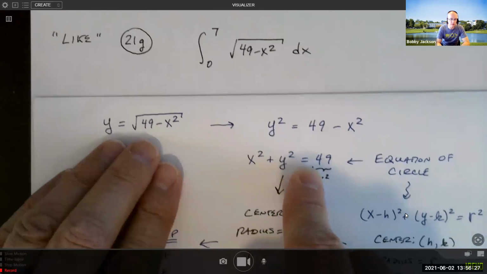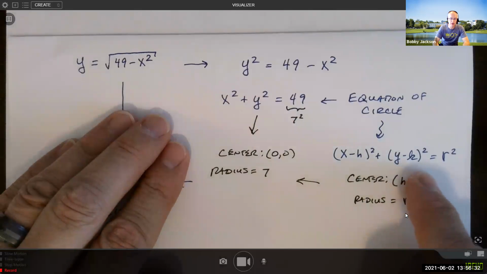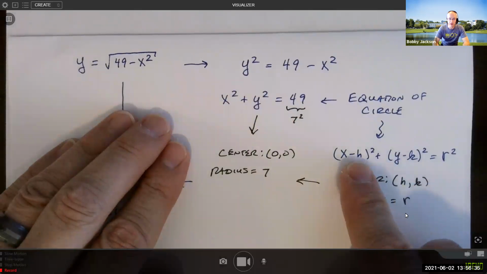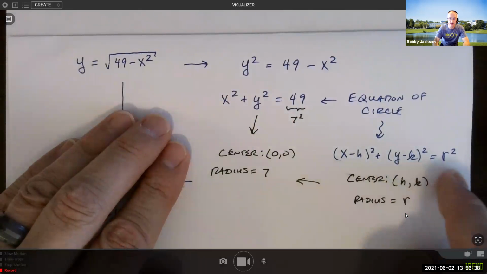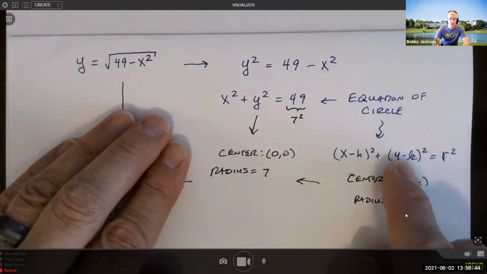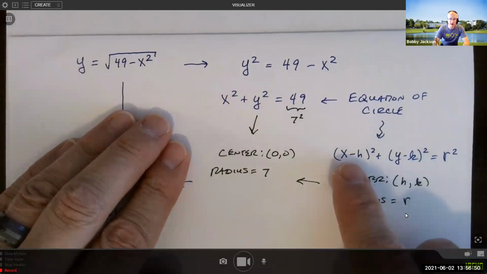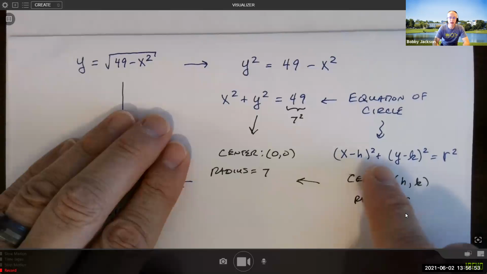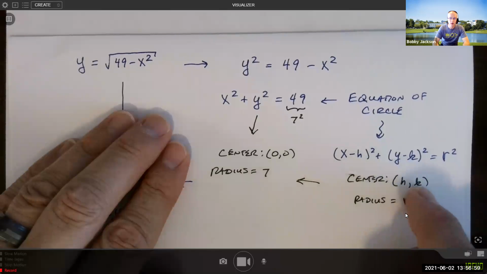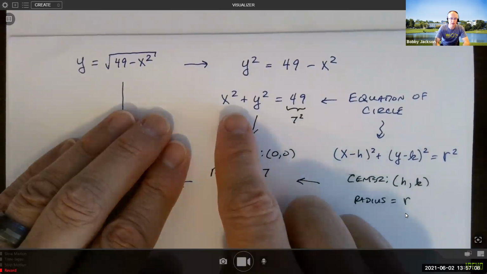So you might need to review the equation of a circle. In general, here's the standard form for the equation of a circle. It comes basically from the Pythagorean theorem. In this formula, h and k are the coordinates of the center of the circle. If you have x minus 2 and y minus 1, then the center would be at 2 comma 1. And r is the radius. 49 is 7 squared, so the radius is 7.